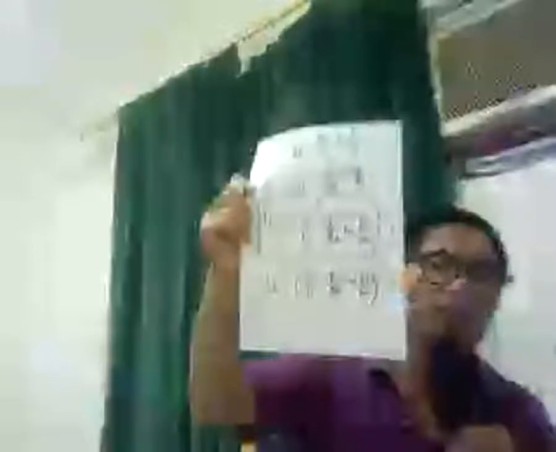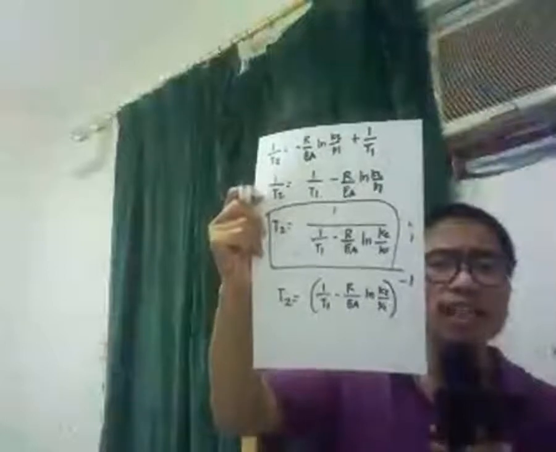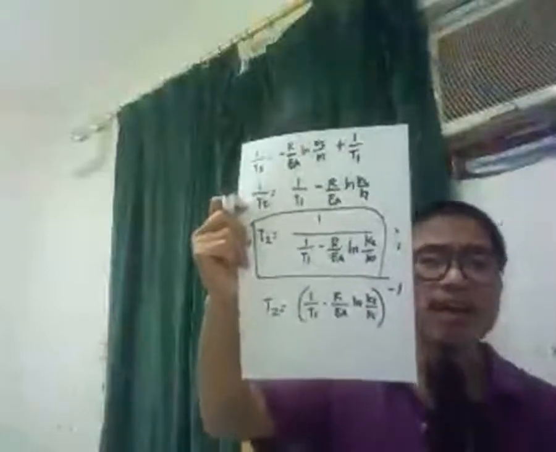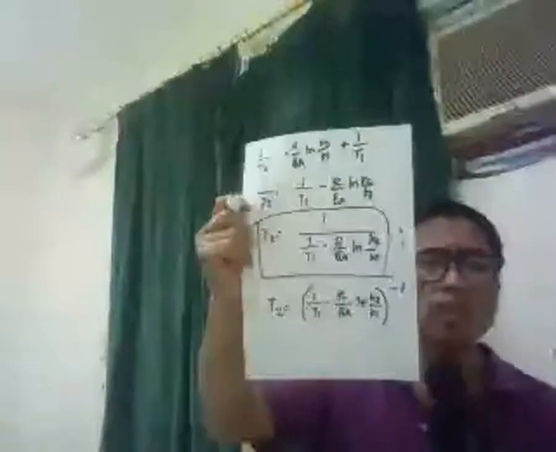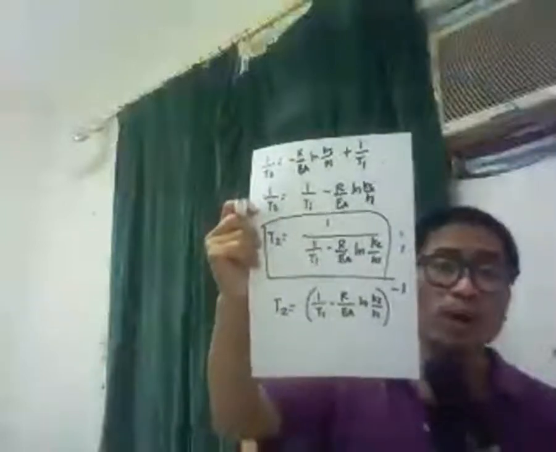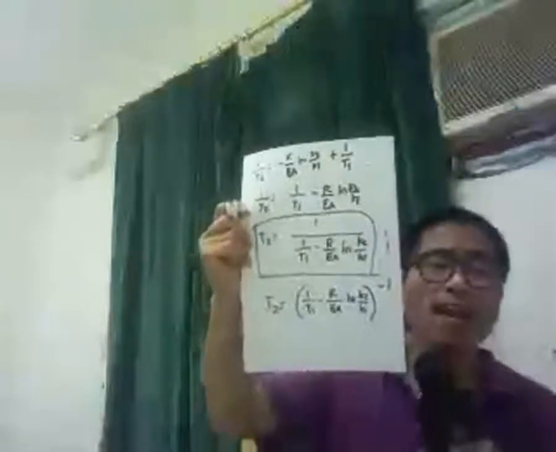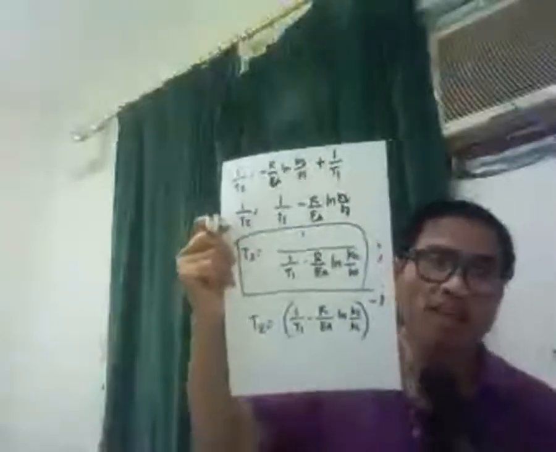So R EA ln K2 K1 raised to the power negative 1. Okay, this one, T2 is equal to 1 over 1 over T1 minus R EA ln K2 K1. It's just the same as T2 equals, open parenthesis, 1 over T1 minus R over EA ln K2 K1, close parenthesis, raised to the power negative 1, because the meaning of negative 1 is just reversing it by having the denominator 1 over something, right? Understand? So that's our T2 now.